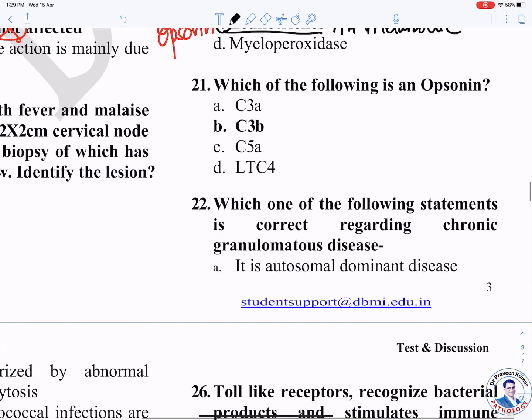Question 21, which of the following is an opsonin. So in the opsonin, remember the answer was very simple. It is C3b, C4b, C5b are the correct answers.